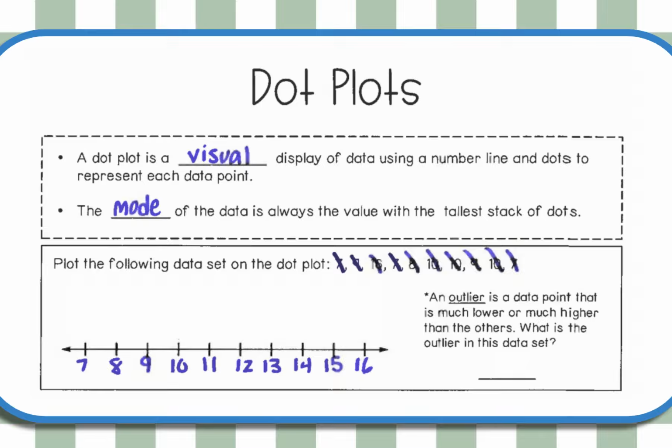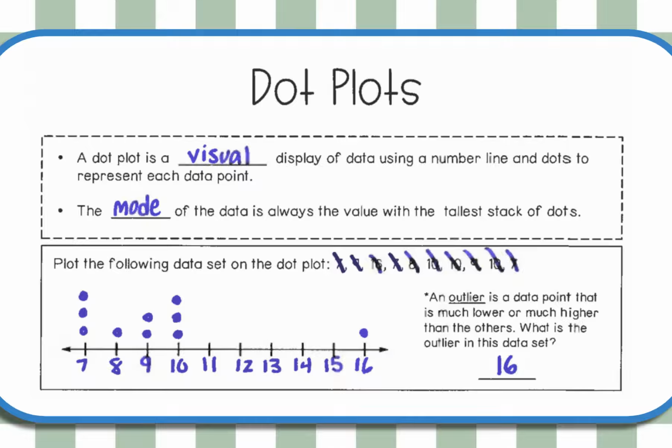Alright, so when you're ready to move on, you can check your dot plot with mine. This is what mine's looking like. Got 3 on 7, 1 on 8, 2 on 9, 3 on 10, and 1 all the way on 16. So that brings us to a new vocabulary word, which is outlier.